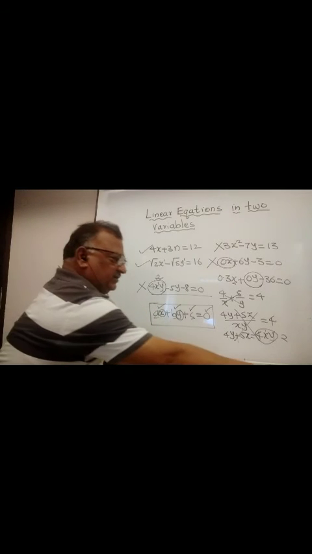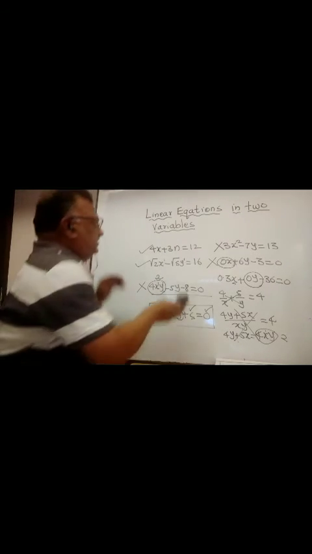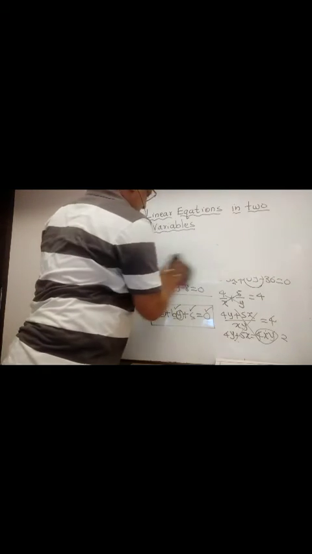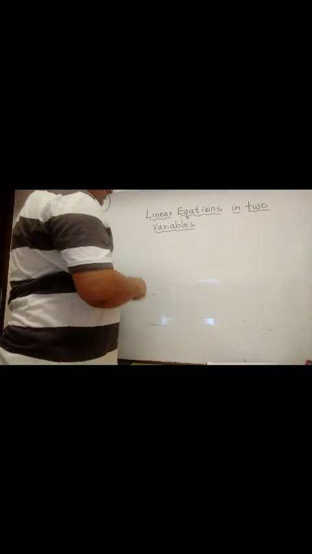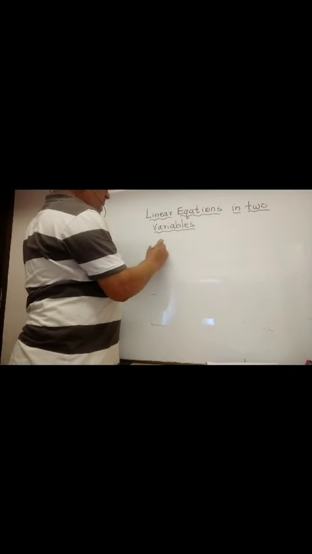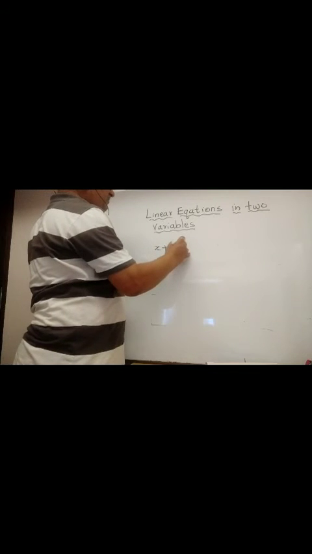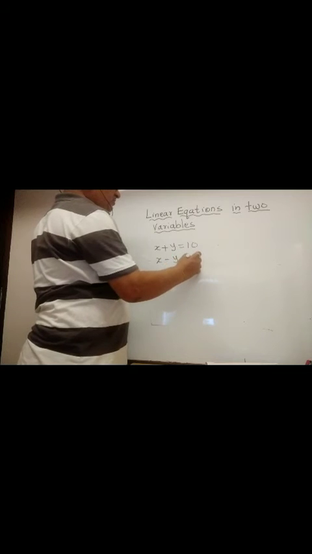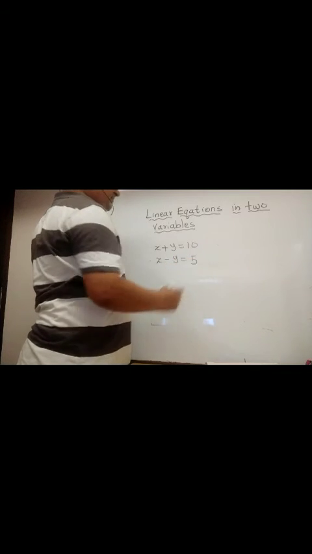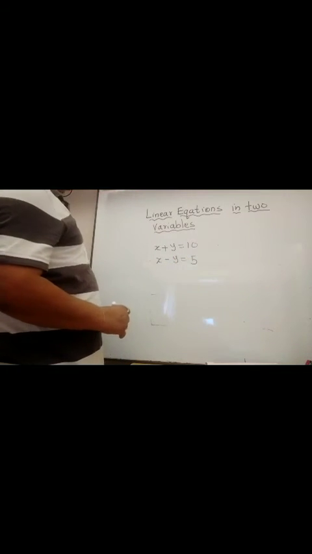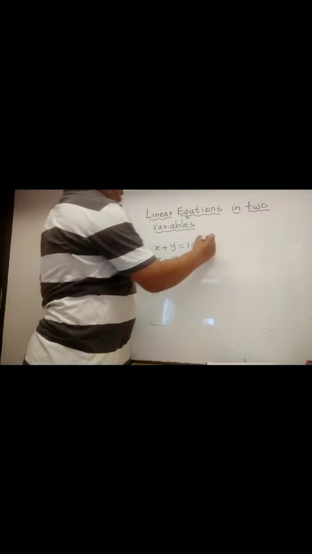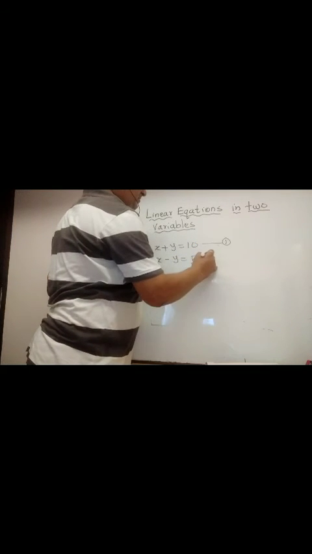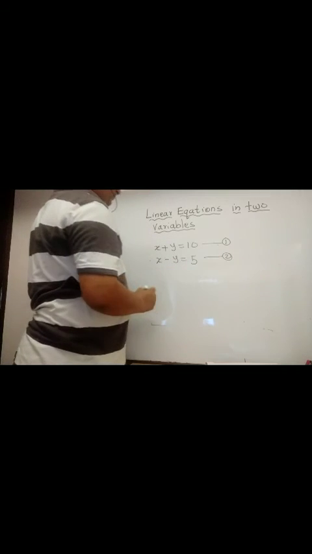Now we shall study how to solve the linear equations in two variables. We'll take one example of our own. x plus y is equal to 10 and x minus y is equal to 5 we can write. x minus y is equal to 5 and x plus y is equal to 10. We shall call this as equation 1, we shall call this as equation 2.